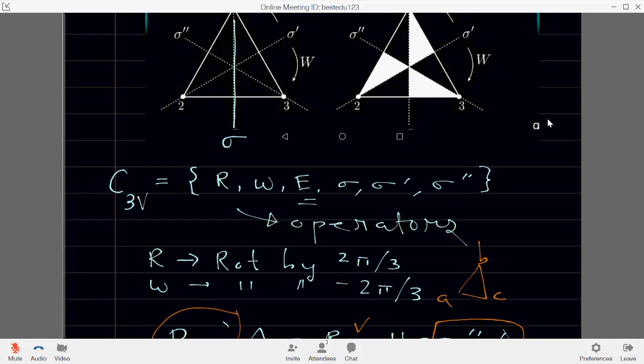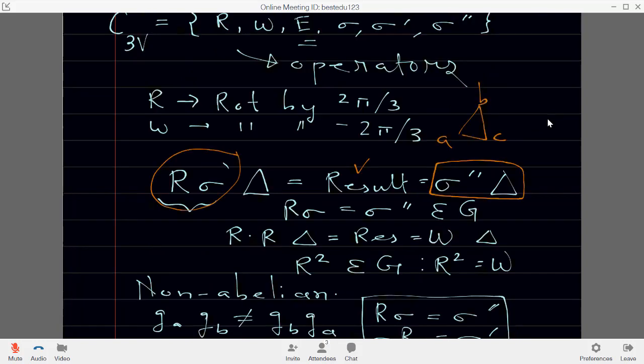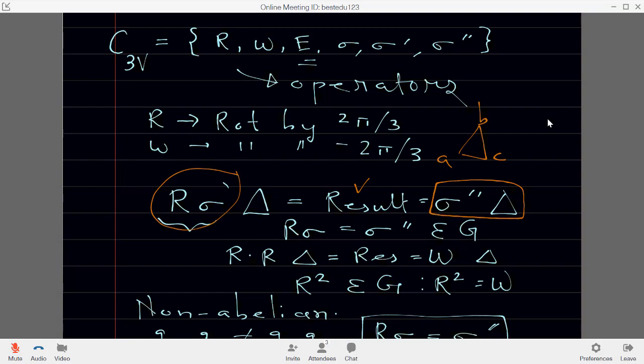How do reflection and rotation make one group? They don't make a group. I'm saying we have a group which is this, as you can see on your screen. Okay, this is a group. I was explaining how this is a group.